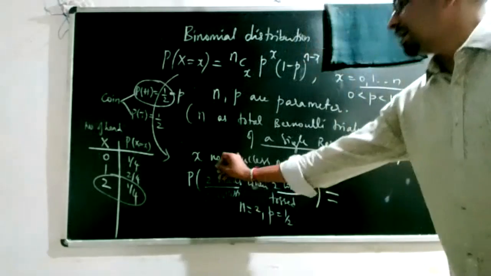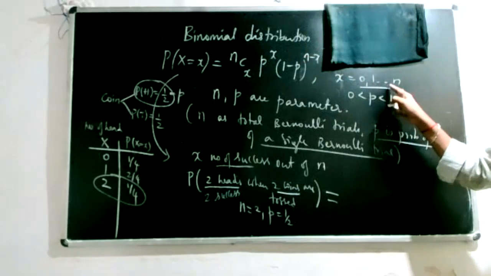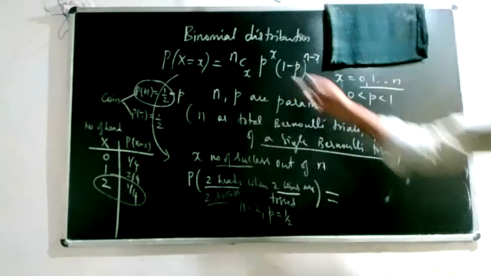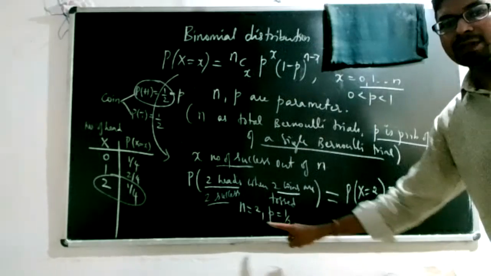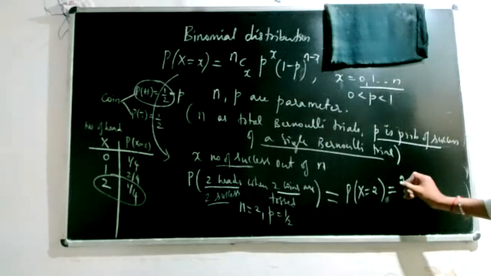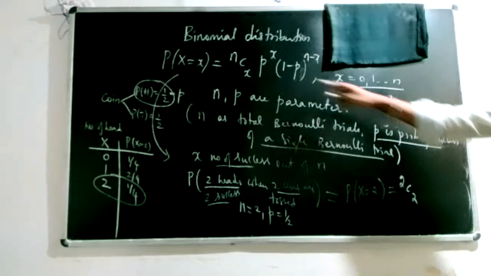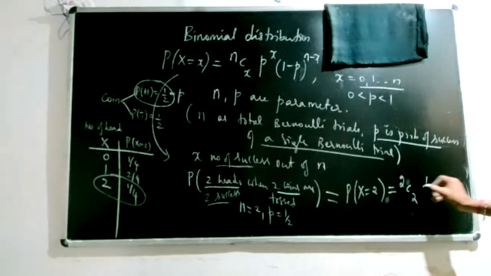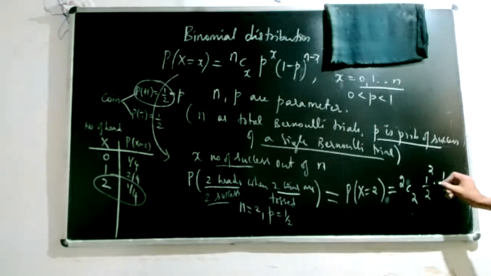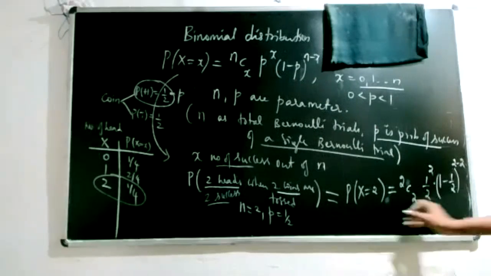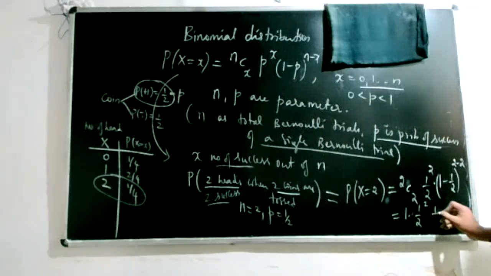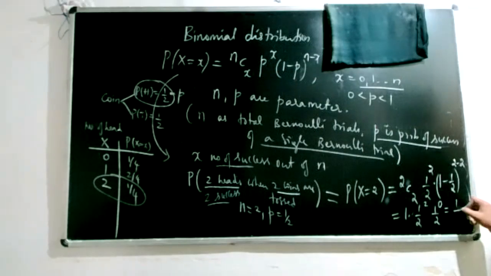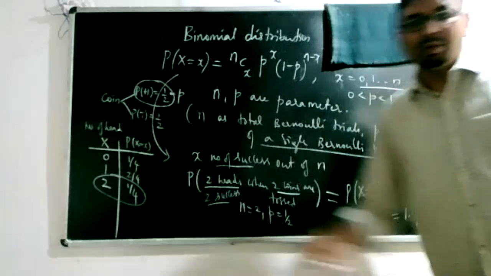We define x as the number of successes, and x takes values 0, 1 up to n. So if I need the probability for 2 successes, that is P of x equal to 2, when n equals 2 and p equals half. Substituting, you get 2C2, which is nCx, times p to the power x, half to the power 2, times 1 minus p, which is 1 minus half, to the power n minus x, which is 2 minus 2. Mathematically, 2C2 is 1, so we get half squared. 1 minus half is half, half to the power 2 minus 2 is 0, and half squared is 1 by 4. That is what we have observed.